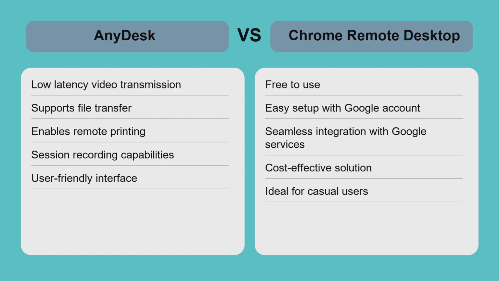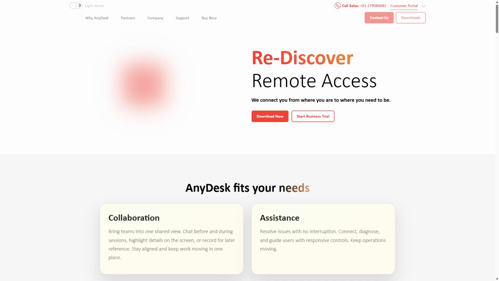For example, a business professional might benefit from AnyDesk's robust features during remote meetings, while a student might find Chrome Remote Desktop sufficient for accessing their home computer for assignments. The trade-off lies in the balance between feature richness and simplicity.